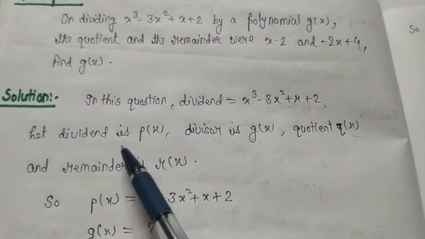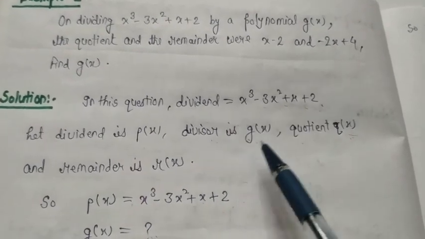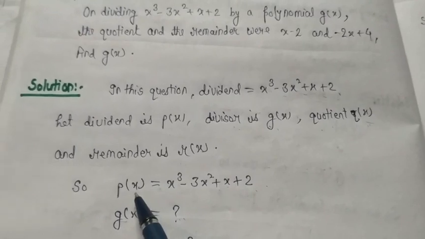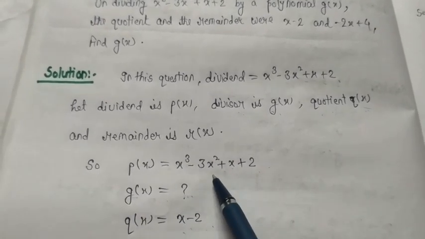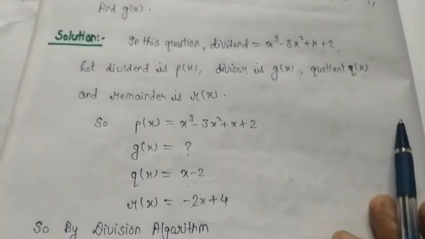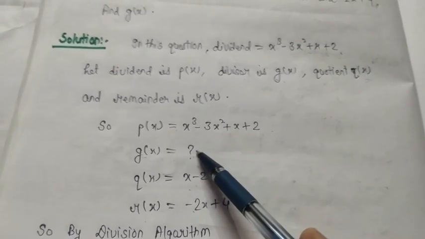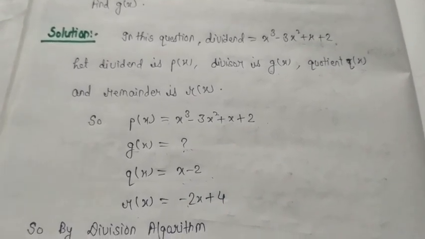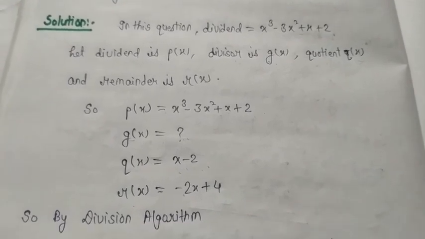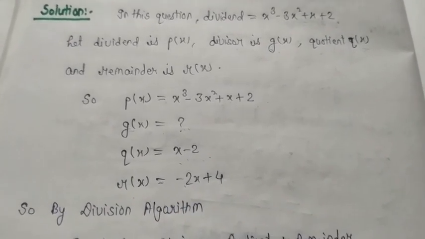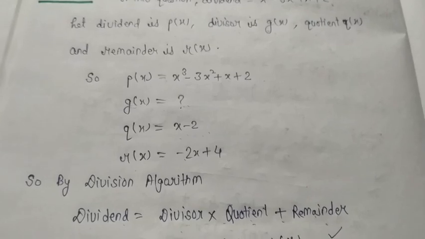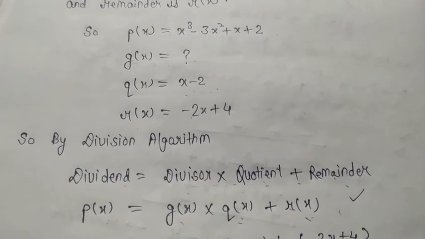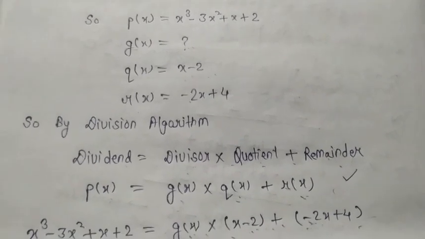So I have written dividend is p(x), divisor is g(x), quotient is q(x), and remainder is r(x). So p(x) value is given, that is x cube minus 3x square plus x plus 2. g(x) value we have to calculate, so I have put here a question mark. q(x) value is x minus 2, it is the quotient, and the remainder is minus 2x plus 4. So you can apply the division algorithm. And what is the division algorithm? Dividend is equal to divisor into quotient plus remainder.